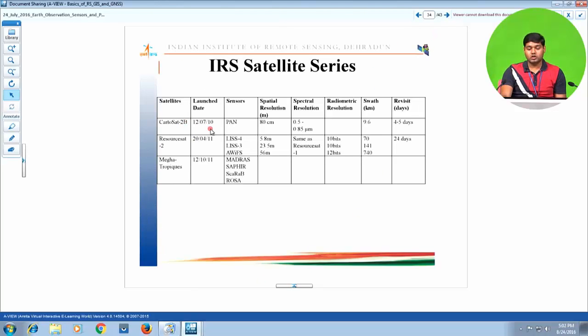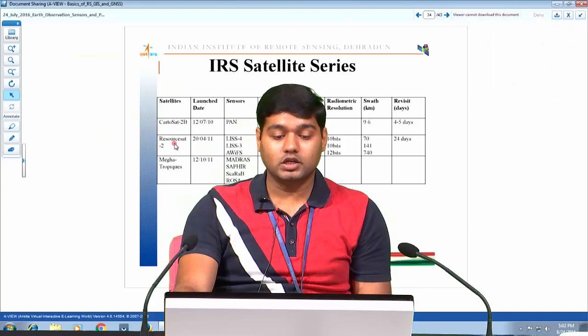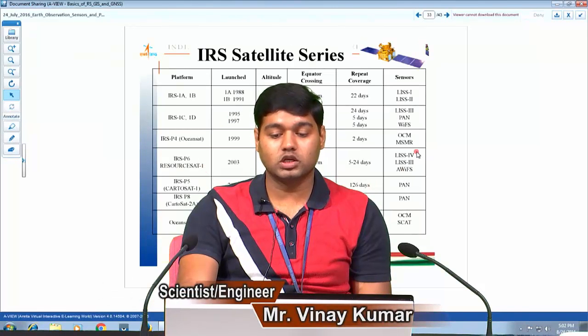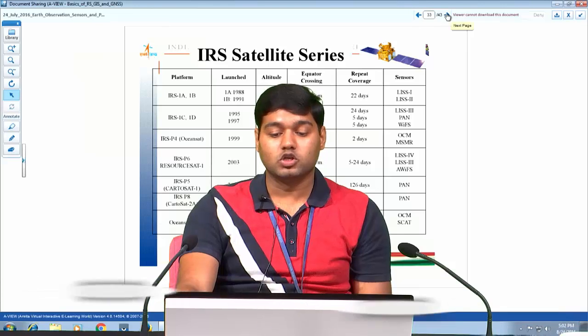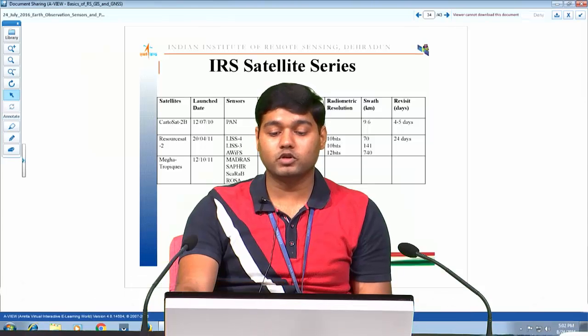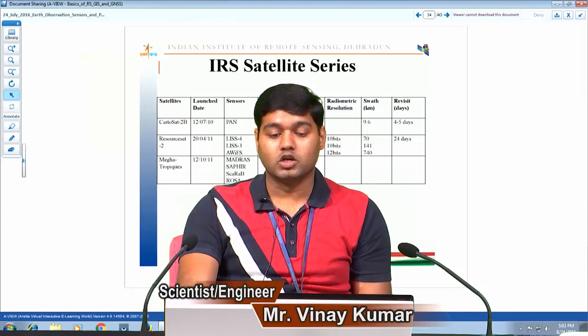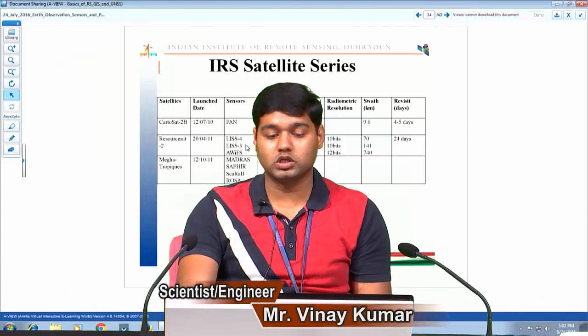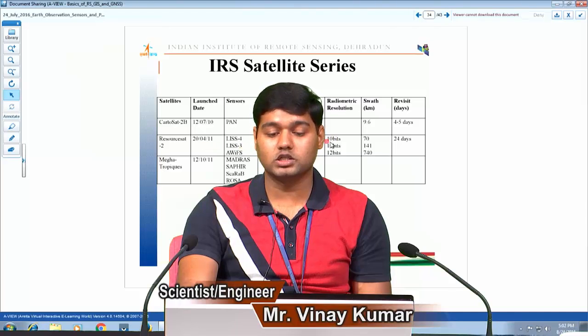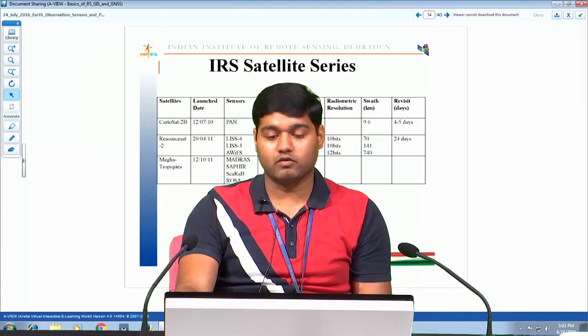Then Cartosat 2B was launched in 2010 with a panchromatic sensor with 80 centimeter resolution. Then ResourceSat 2. You can see in the earlier slide, ResourceSat 1 was launched in 2003 with LISS 3, LISS 4 and AWiFS sensors. ResourceSat 1 and ResourceSat 2 have similar sensors, but the difference was radiometric resolution. The spatial resolutions are the same for ResourceSat 1 and 2 for all three sensors: LISS 4 5.8 meter, LISS 3 23.5 and AWiFS 56 meter. The difference is only 10 bits radiometric resolution for LISS 4 and LISS 3 and 12 bit for AWiFS.